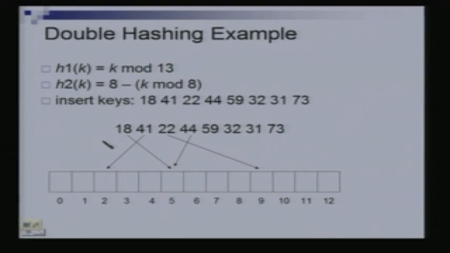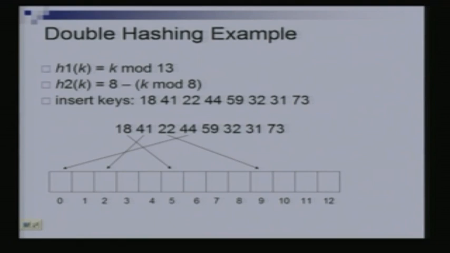Yeah. So now we have to compute h2 of 44. What is h2 of 44? 8 minus 44 mod 8. 44 mod 8 is 4. So 8 minus 4 is 4. So I have to go 4 steps ahead. So I'll go to location 9. Yeah. But that's also occupied. So I'll go to location 0. That's empty. So our 44 will go to location 0.